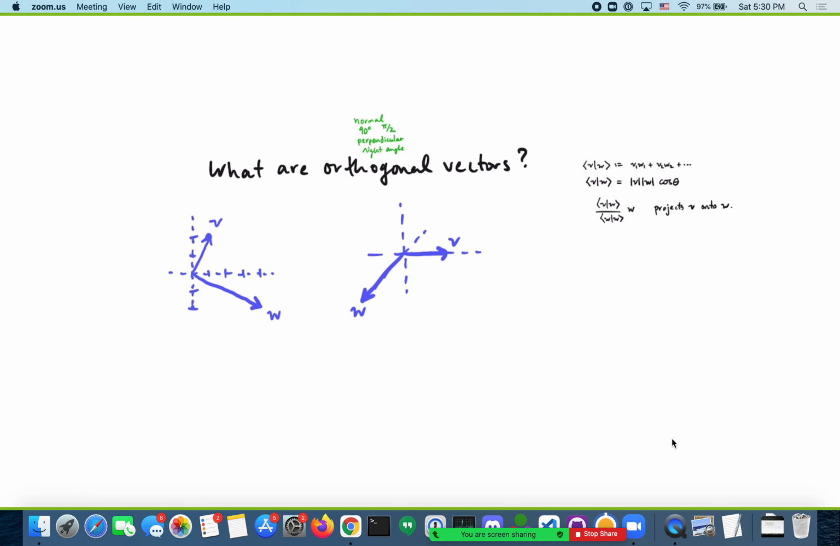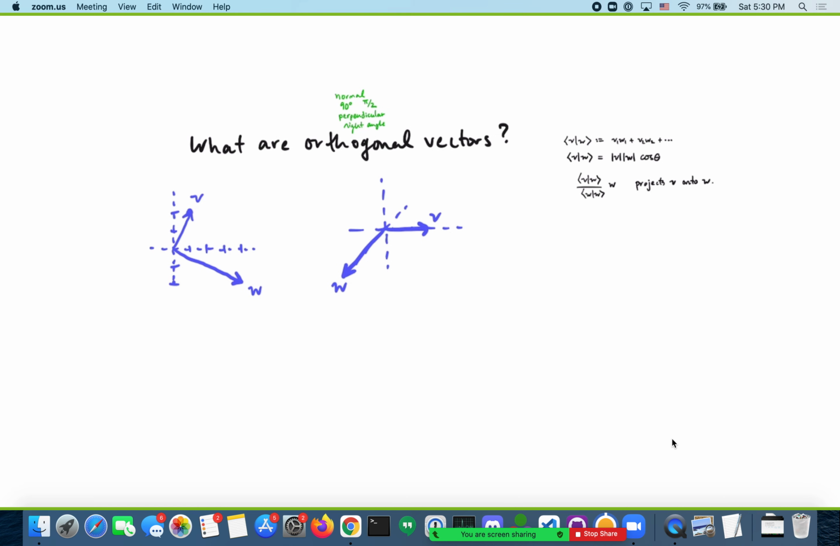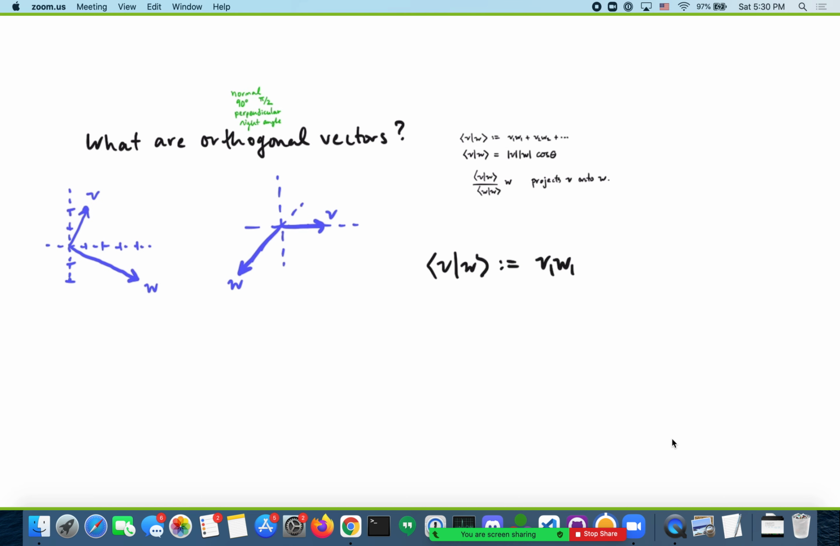Orthogonal has to do with the dot product. Remember, here we have a summary of the dot product. The main thing is that the dot product of V and W, by definition, is the first components multiplied, plus the second components multiplied, plus the third components multiplied, if V1, V2, V3 are the three components of V, and W is similar.